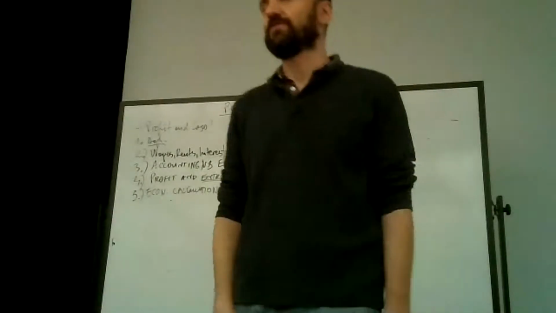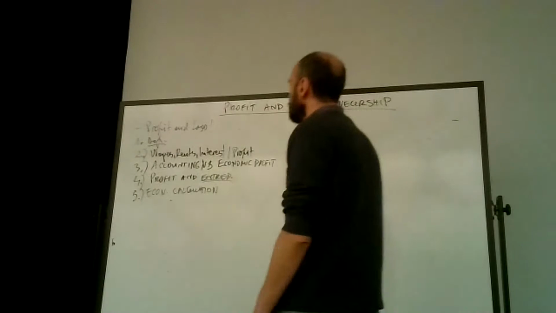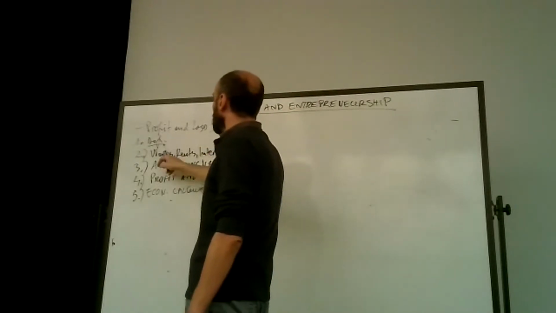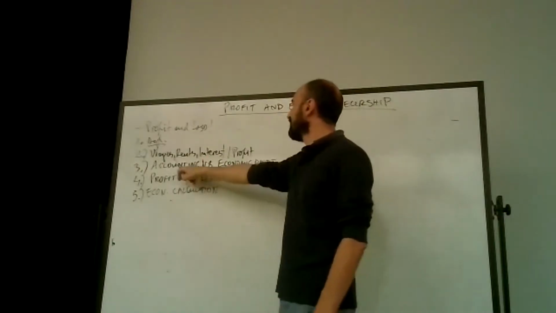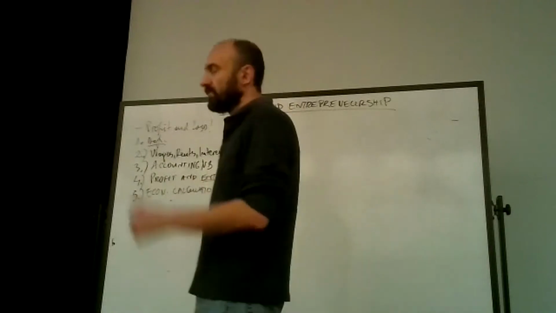So that's a game plan for today. These are the key concepts. There will be a few others as a part of the analysis, but this is like the roadmap for us: definition of profit and loss, profit versus wages, rents, and interest, the difference between accounting and economic profit, profit and entrepreneurship.